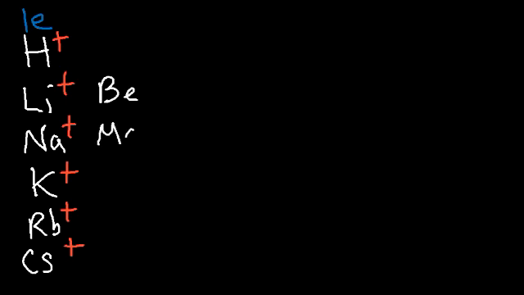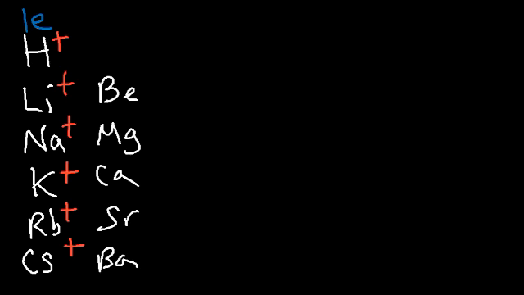Now, the elements in this row, they all have one valence electron. Therefore, they like to form ions with +1 charges. Now, in the next column, we have elements such as beryllium, magnesium, calcium, strontium, barium. These are known as the alkaline earth metals. These metals are reactive as well, but they don't react as violently as the alkali metals.